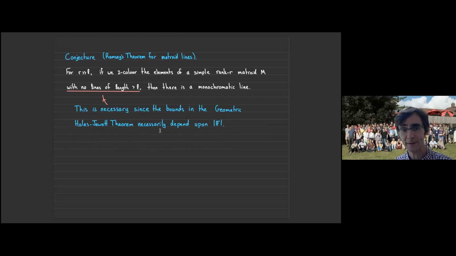So I just want to mention briefly that this condition here on the line length in the conjecture is necessary. And the reason it's necessary is that if you look at the geometric Hales-Jewett theorem that I just mentioned, the bounds on the rank in that theorem are known to necessarily depend on the field size. So that means in this theorem you're going to have some dependence on the maximum line length. So you can't get away from that.